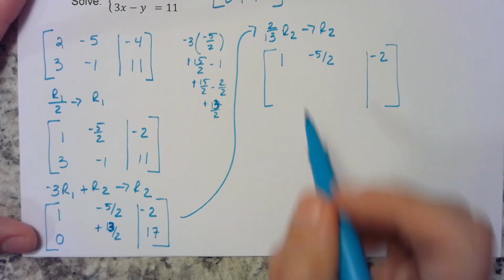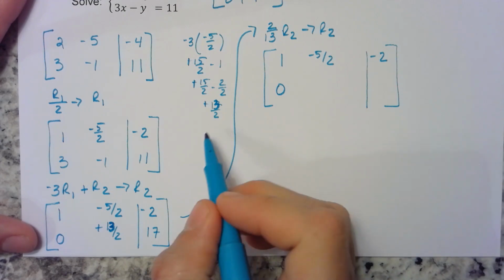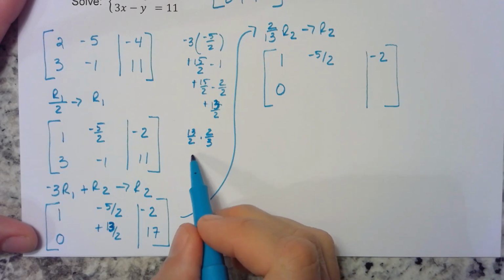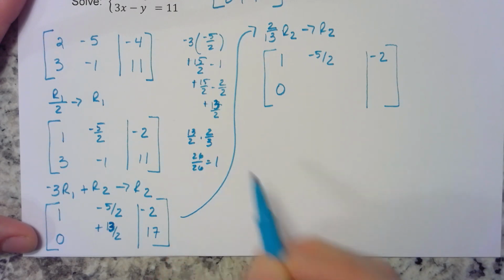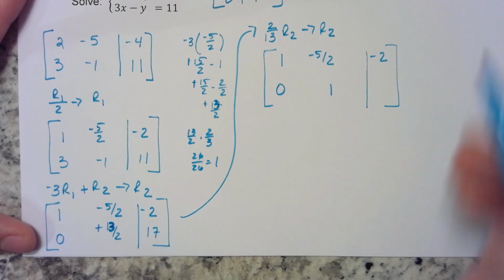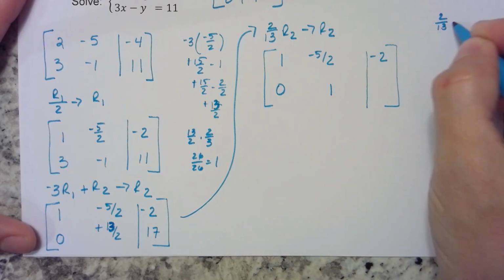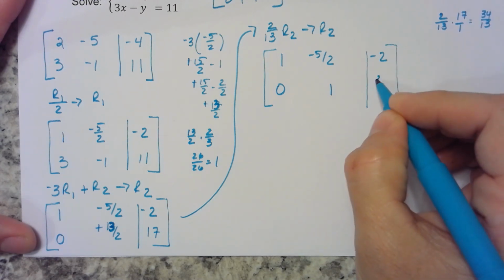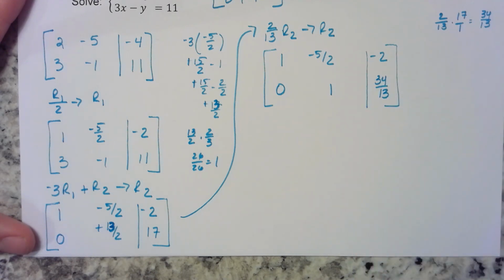Well, 0 times 2 over 13 is 0. If you have 13 over 2 times 2 over 13, you get 26 over 26, which is 1. That's what we wanted to happen. Then we have 2 over 13 times 17. That's going to be the same thing as 34 over 13. And remember, if you don't want to do all this fraction stuff by hand, you can always use your calculator.